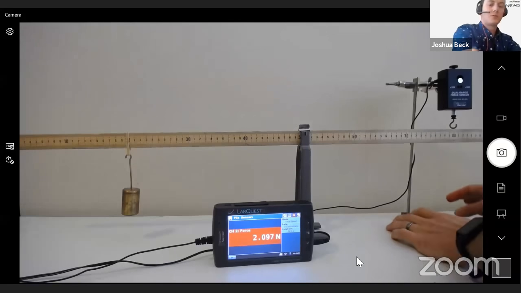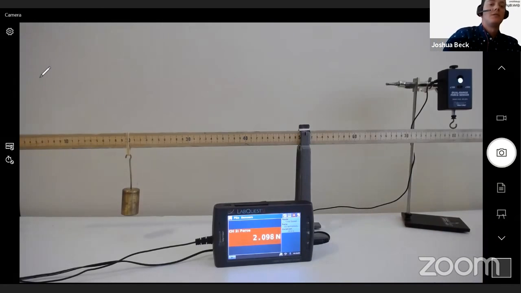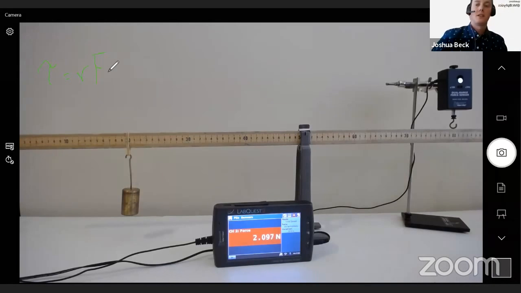So if I move this closer, remember our equation for torque? Torque is equal to r F sine theta. Well, what am I about to change? I still need the same torque. I still need to balance out the torque from this one over here. But what I'm about to change is R. Which way am I going to change that? Well, by moving closer to the fulcrum, I'm actually going to decrease my R value.